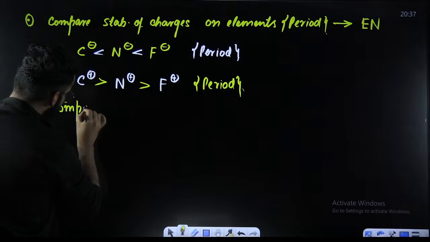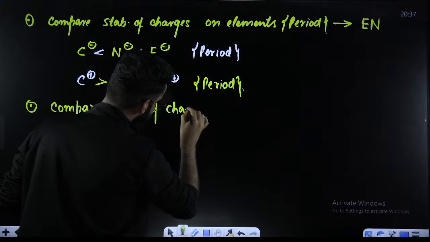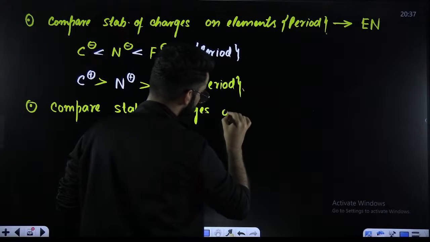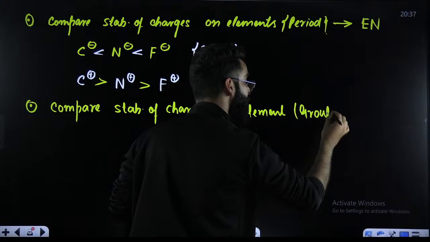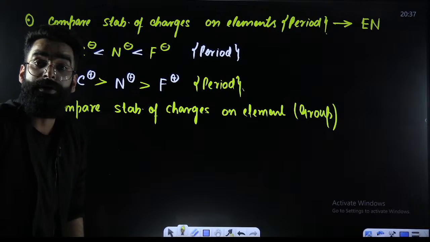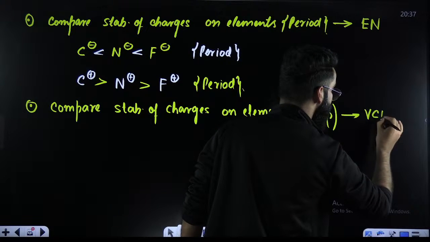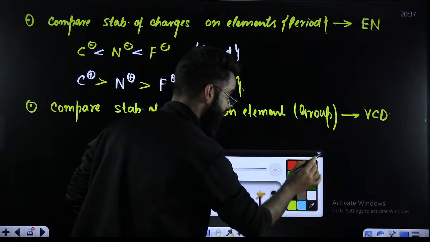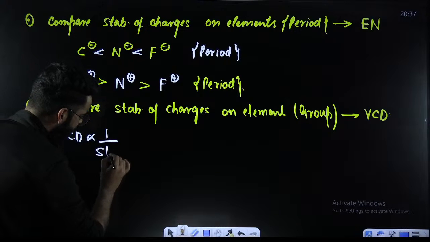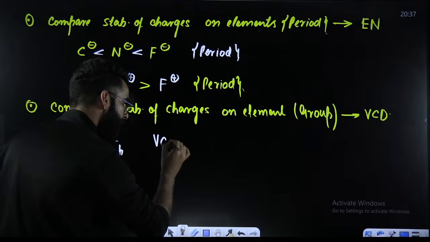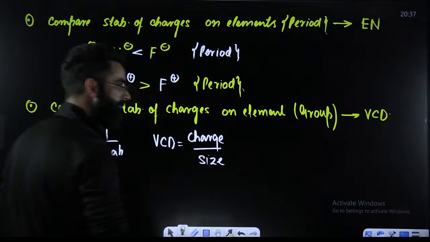Whenever you need to compare the stability of the charges on the elements which belong to the same group, at that point of time, you are not going to talk in terms of electronegativities. You'll be giving your answer as per volume charge density. I have told you already, volume charge density is inversely proportional to stability. And you must be knowing now, VCD is the ratio of charge on the species to the size of the species.